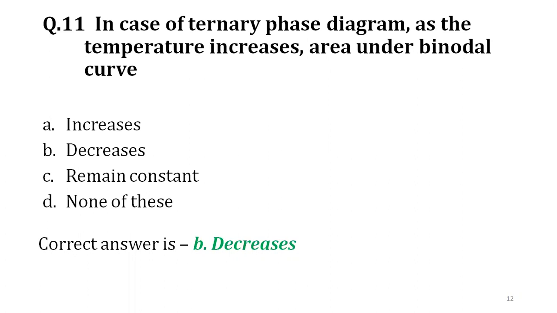As the temperature increases, miscibility between the solvents increases. That is, the solubility of the solvent increases, and that's why the area under the binodal curve decreases, because the binodal curve is the representation of the two-phase system. So the area under the binodal curve decreases due to the increase in miscibility.